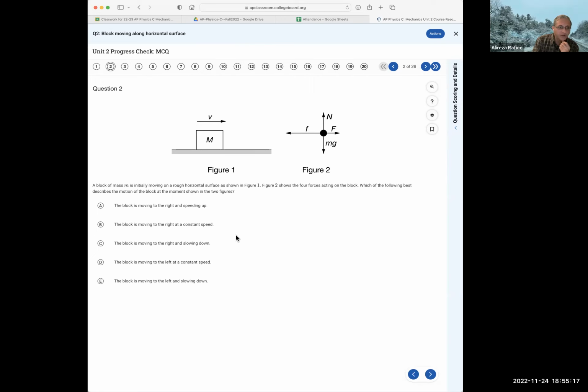So the block is moving to the right and speeding up. No, it doesn't. The block is moving to the right at constant speed. No. If the speed was constant, the lowercase f and uppercase F should have been exactly the same size. The block is moving to the right and slowing down. The block is moving to the left, right. So D and E are not the answer because it's not moving to the left. So C would be the answer, right? Slowing down and moving to the right.